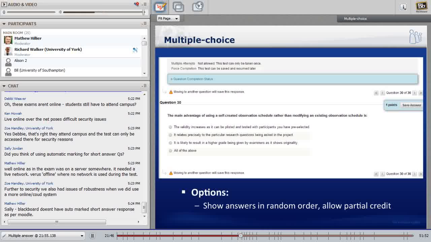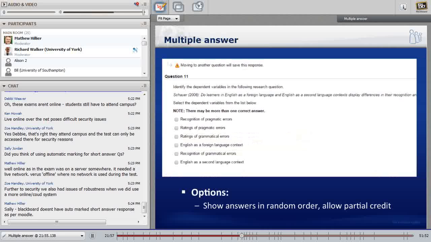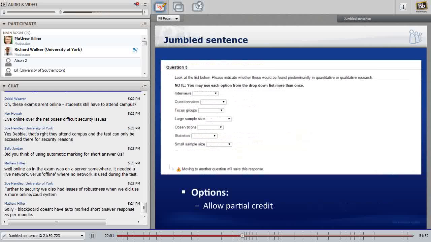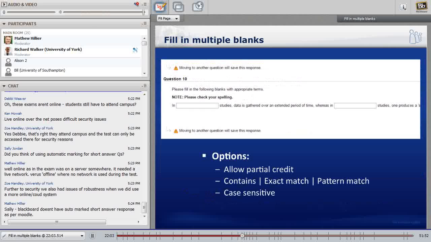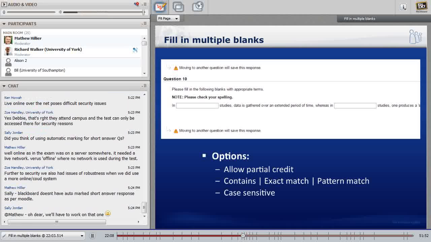We also used partial credit. So multiple answers were used. I'll just flick through these jumbled sentences. And multiple blanks, where you anticipate what the answer will be, and decide variations of that answer that are acceptable. And then on to the essay and the short answer and the scenario-based questions as well.